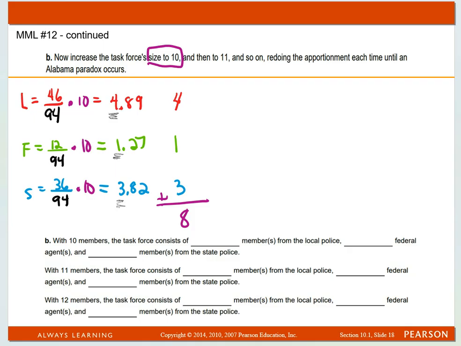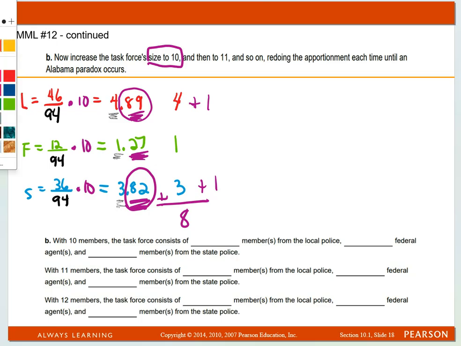So now you look at who has the largest fractional part. You've got 0.89, 0.27, and 0.82. Of those 3 numbers, 0.89 is the largest. So the local boys will get another person on this task force. And so now I'm up to 9. Then you look at the next largest one, which is 0.82, and that goes to the state boys.